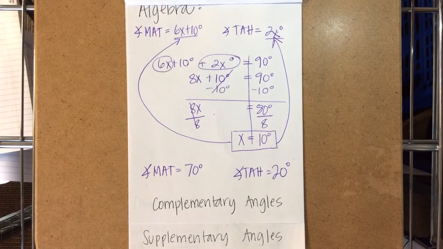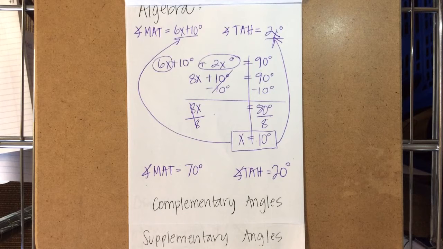Why are they not equal to each other? Because they're not vertical angles, they are complementary. Meaning they should add up to be what? They should add to 90. Does 70 plus 20 equal 90? Yeah. Perfect.